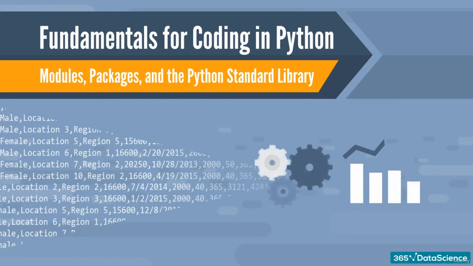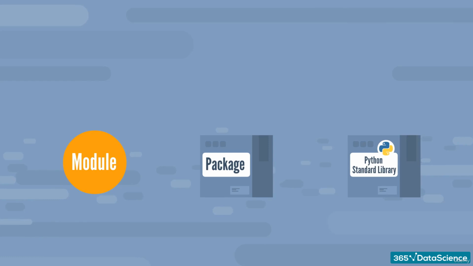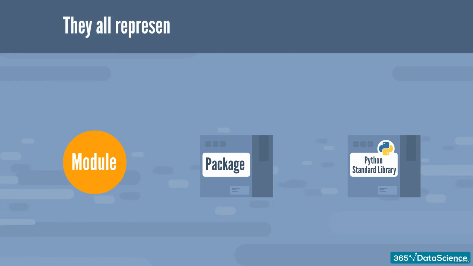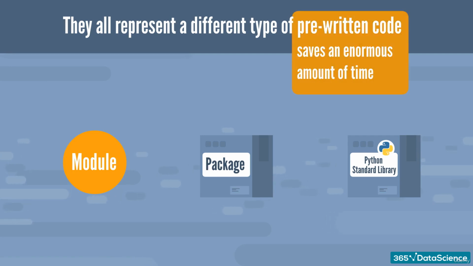Hi, and welcome back. In this lesson, we will learn about modules, packages, and the Python standard library. The common thing between the three terms is that they all represent a different type of pre-written code. The idea is to execute this code during your work to save an enormous amount of time while coding.